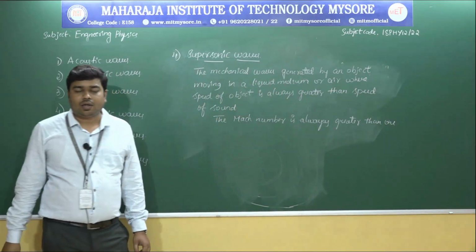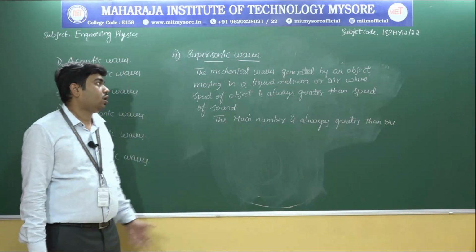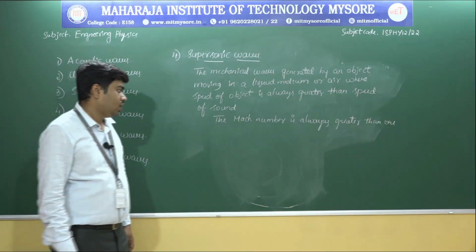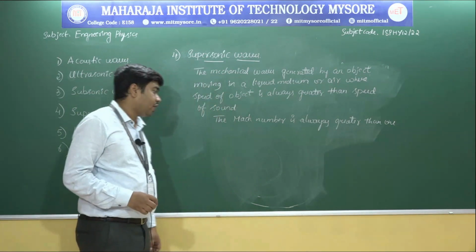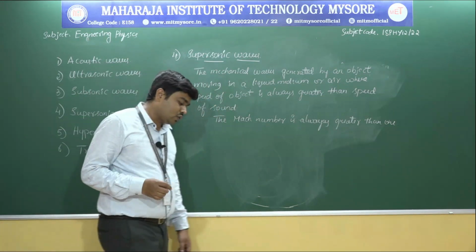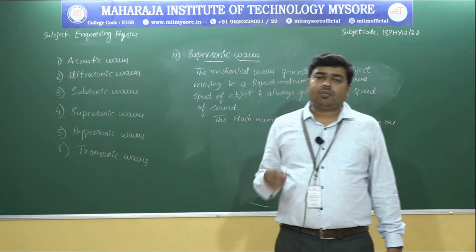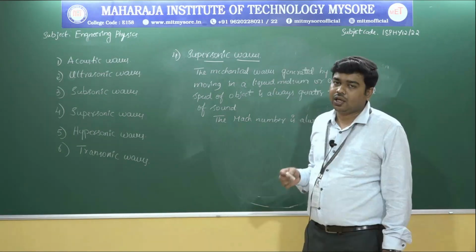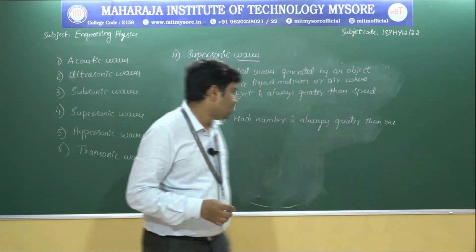So such a kind of waves where the Mach number is always greater than 1, they are called supersonic waves. Now if you consider the pictorial representation of supersonic waves, since the speed of the object is greater than the speed of the sound, you will be able to see the object first, and then you will be able to hear the sound generated by the object.